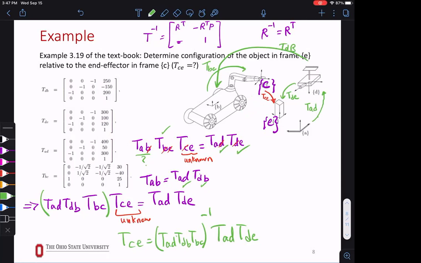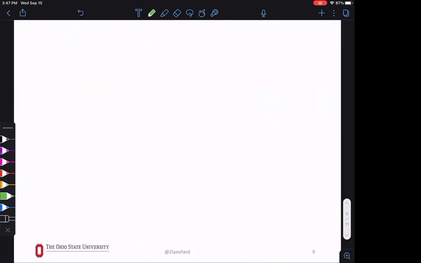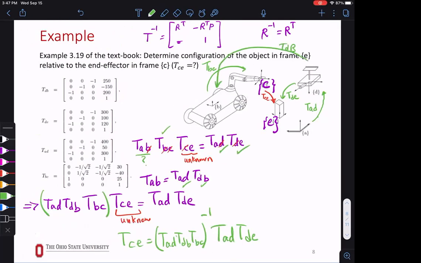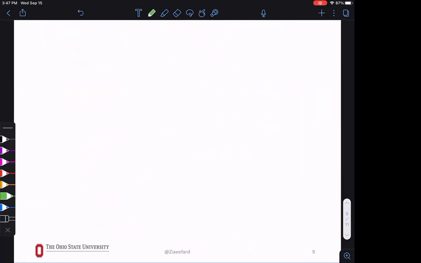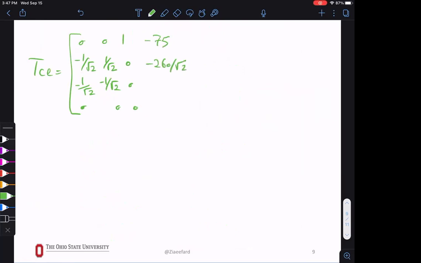It's in your book. And I also wrote it in my annotated version, which I'm gonna post. I'm not gonna take your time typing those things, but I'll tell you what you will get. What is your final matrix? So your TCE would be 0, 0, 1, -1, square root of 2, square root of 2, 0, then square root of 2, negative the square root of 2, 0, 0, 0, 0, negative 75, negative 260. Now I think this is disgusting.